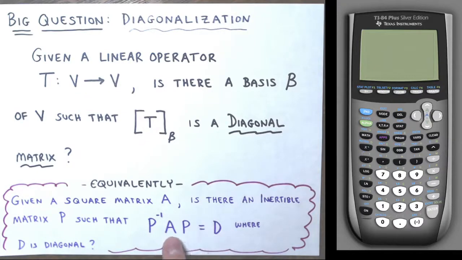Or, A equals P times D times P inverse, if you were to manipulate this, multiplying on the left by P and on the right by P inverse on both sides.